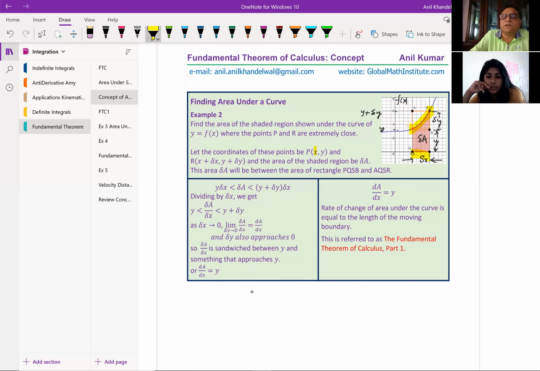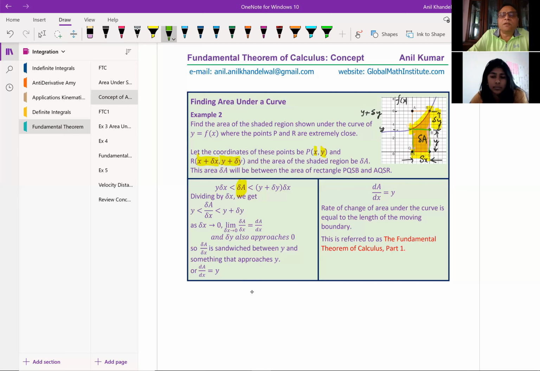So the x value of P is x, the x value of R is x plus delta x. The y value of P is y, the y value of R is y plus delta y. That is this much extra, correct? It is on the right hand side. Now, if we try to figure out the area of the shaded region, which is shaded in right there, then this area is between 2 values. And the 2 values, as you can see, are 2 rectangles. One is the small rectangle, and which is this one, correct?